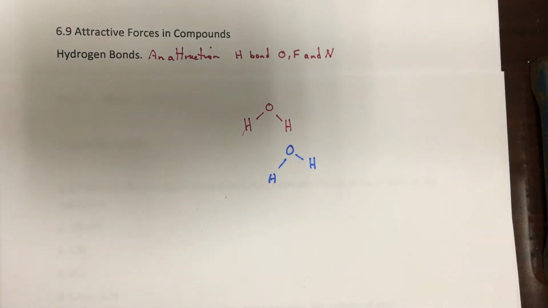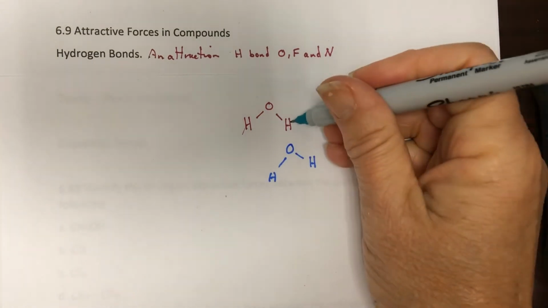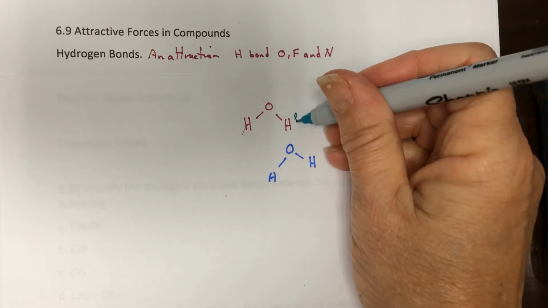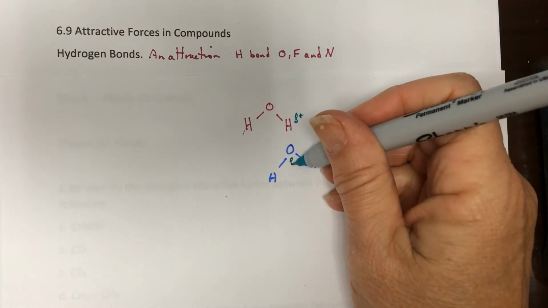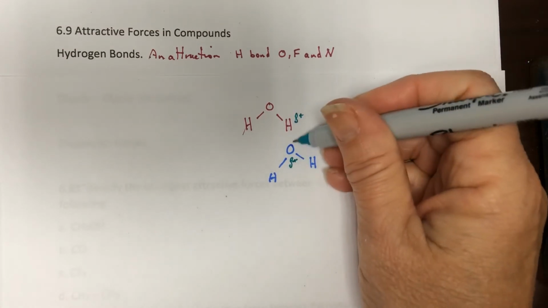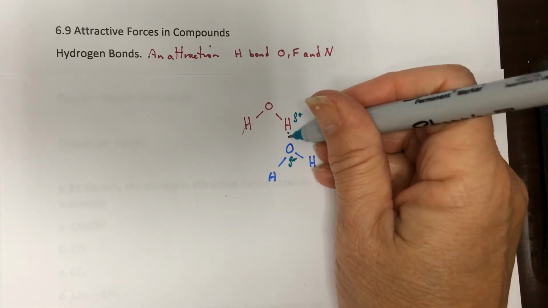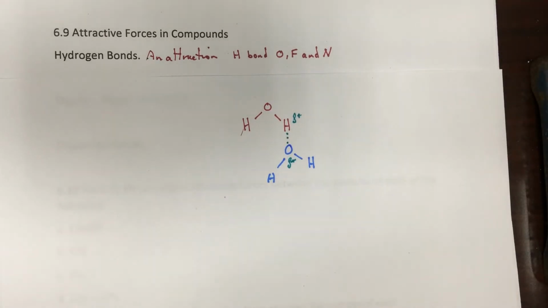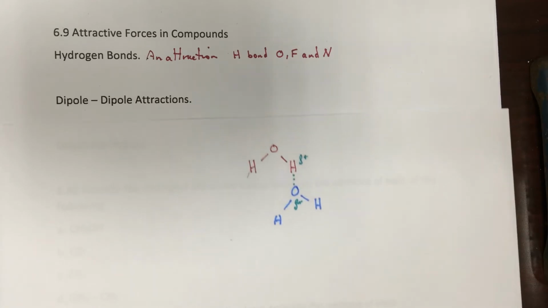We get an attraction between this partially positive hydrogen and this partially negative oxygen. Usually people draw it as a dot. So that is a hydrogen bond, or hydrogen attraction, and it's one of the strongest of our intermolecular attractions we'll be talking about.